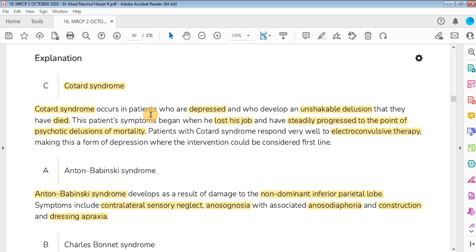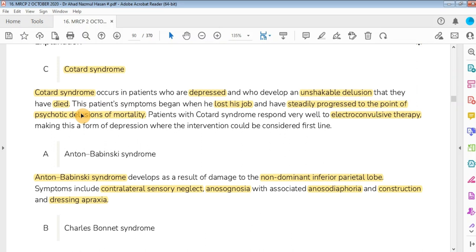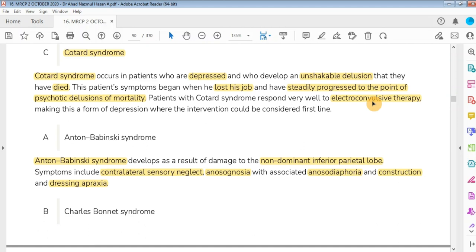Cotard syndrome usually occurs in patients who are depressed and who develop an unshakable delusion that they have died. This patient's symptoms began when he lost his job and have steadily progressed to the point of psychotic delusion of mortality. Patients with Cotard syndrome respond very well to electroconvulsive therapy, making this a form of depression where intervention could be considered first line.